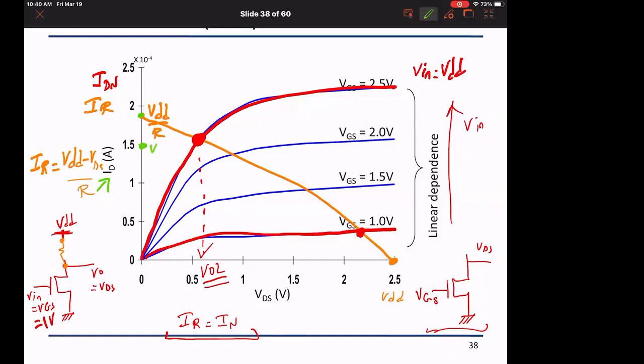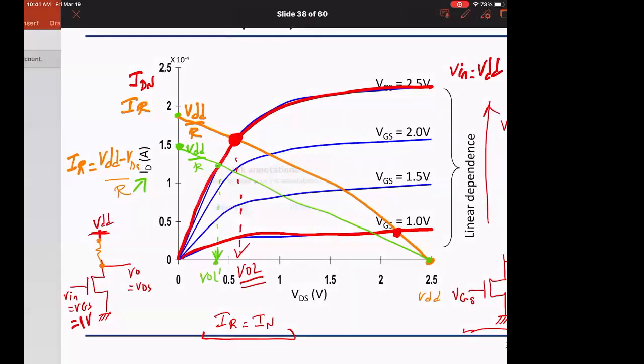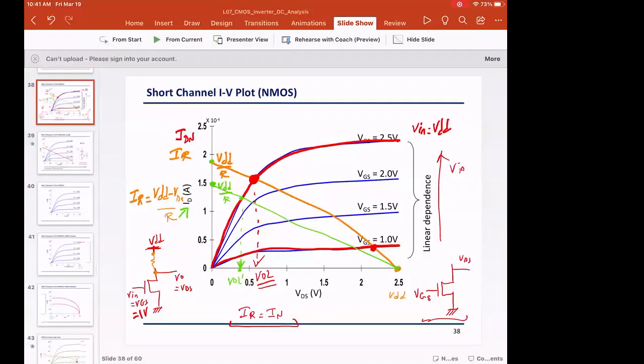It will drop because I'm dividing by this R, right? So where will the line be? Like this. What happens to my VOL? It becomes lower. Okay, so just the basic notion of what we really want to know from this, and I'm going to draw it clearly on another slide.